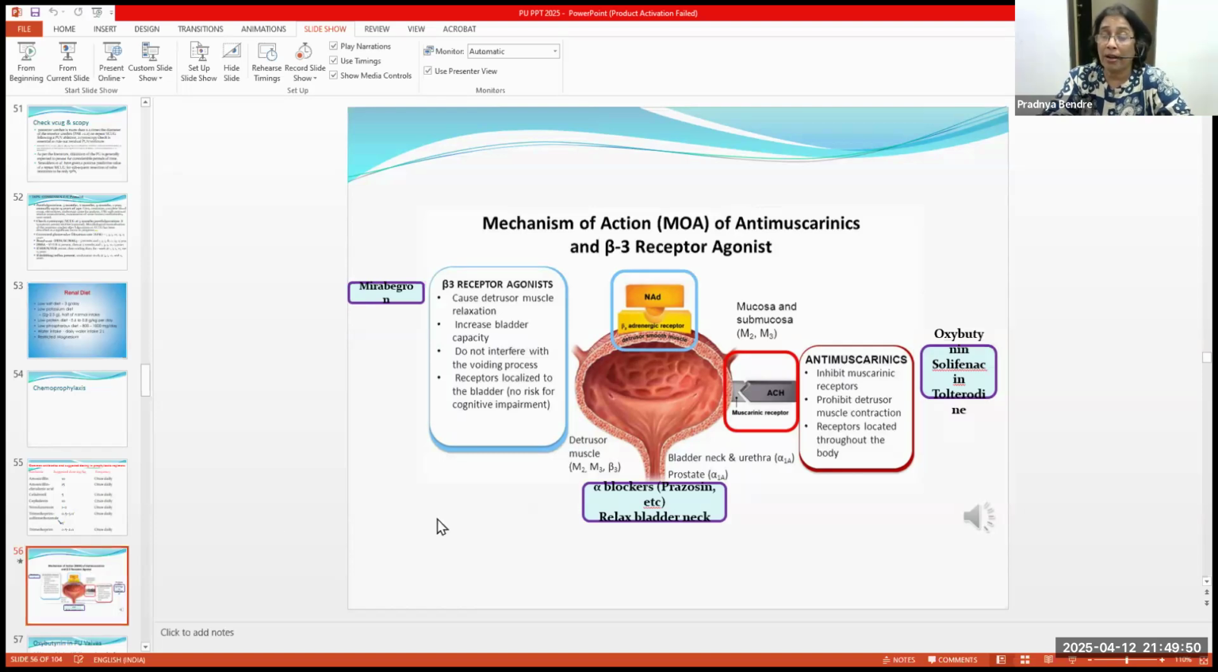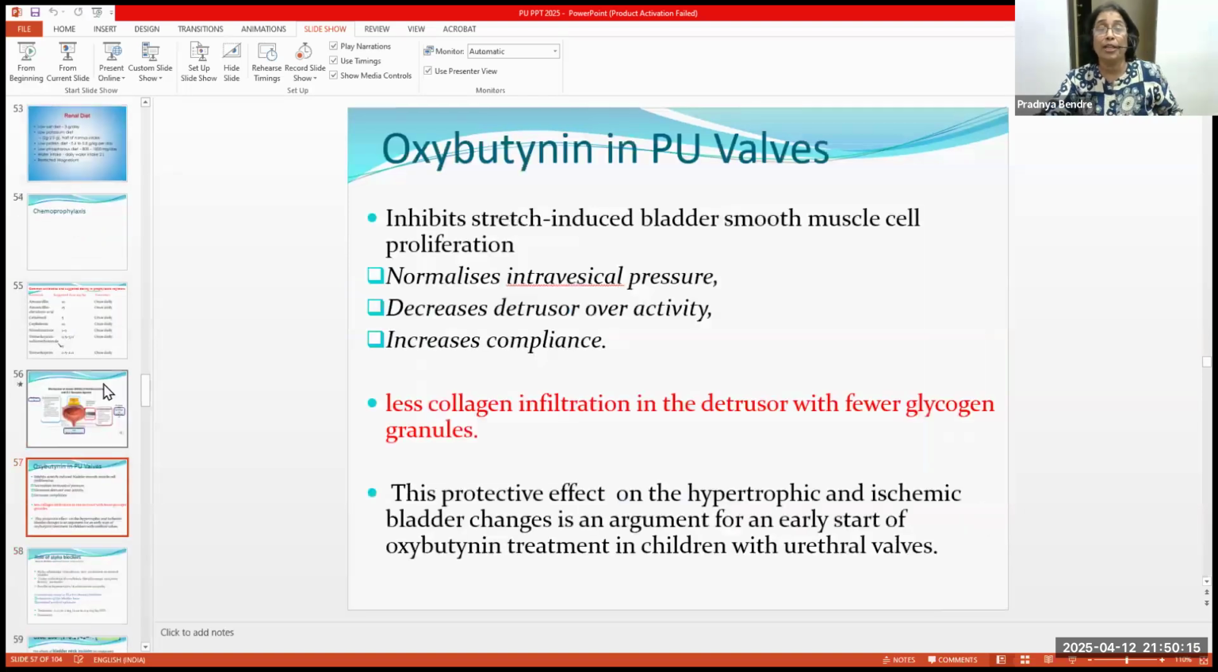Alpha blockers, again, few people agree with that, few people don't agree. But if you are giving an alpha blocker, that is expected to reduce post void residue, and is expected to help the bladder by preventing the vicious cycle of decompensation. Bladder neck incision is also done, but that has a limited role.